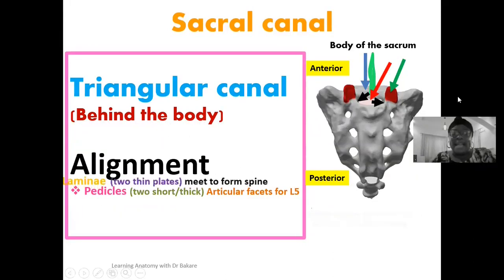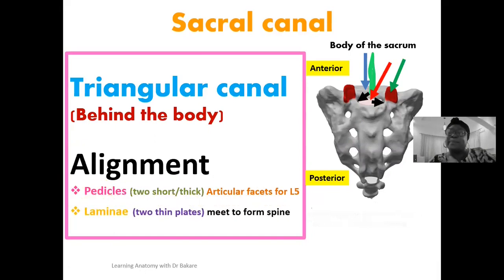We also have the laminae. The laminae are thin plates of bone that are seen as posterior extensions from the pedicles. Remember, we said the pedicles are thick mass of bone that are seen to extend from the body of the sacrum. This is what is arrowed here in black. And further extension posteriorly from these pedicles is where we have the laminae. So we have two laminae. We have one lamina here arrowed at this point, and we have another one on the other side.